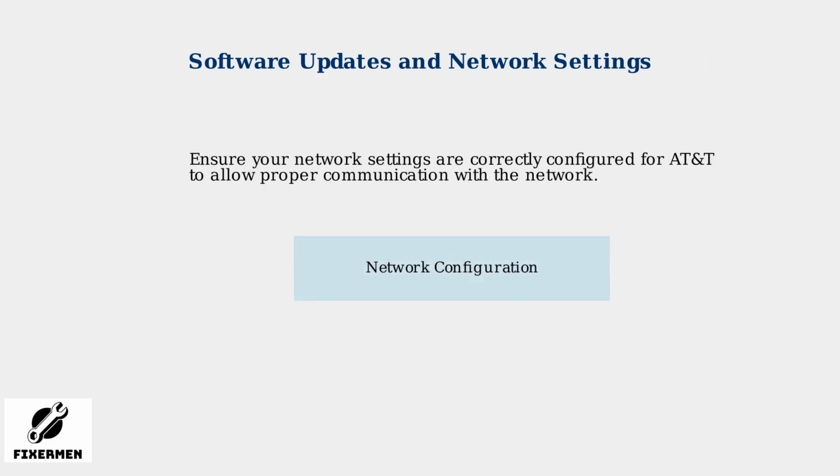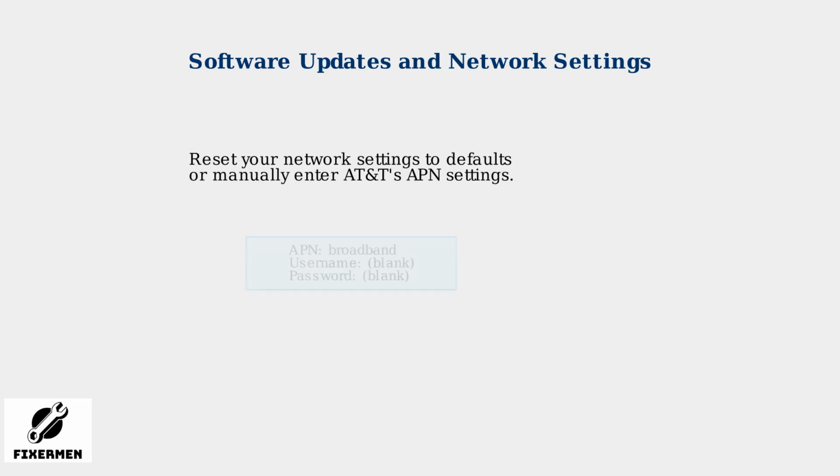Incorrect network settings can prevent your phone from connecting to AT&T's network properly. This includes APN settings and other configuration parameters that must match AT&T's requirements. One solution is to reset your network settings to their default values, which clears any incorrect configurations. Alternatively, manually enter AT&T's APN settings, such as broadband for the APN name, with blank username and password to ensure proper data connection.